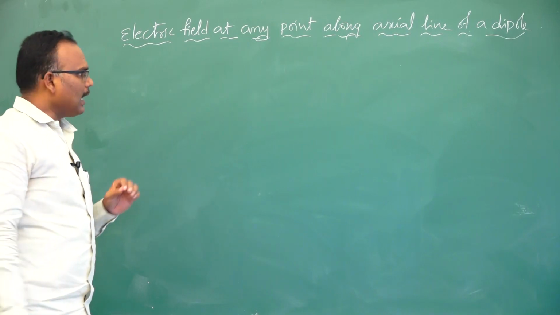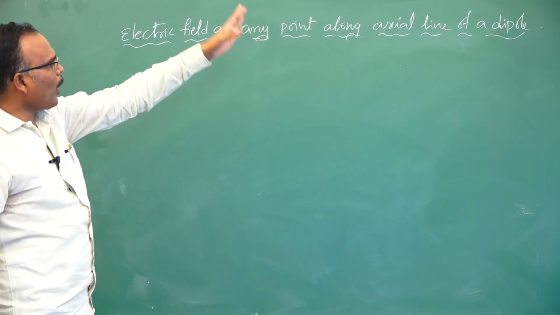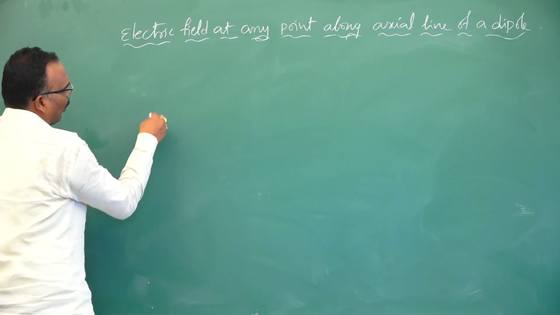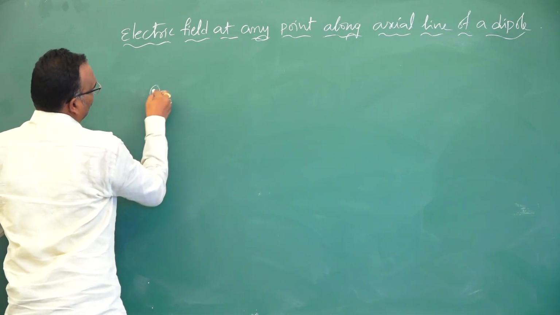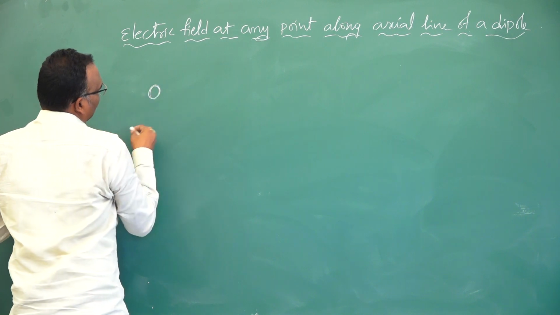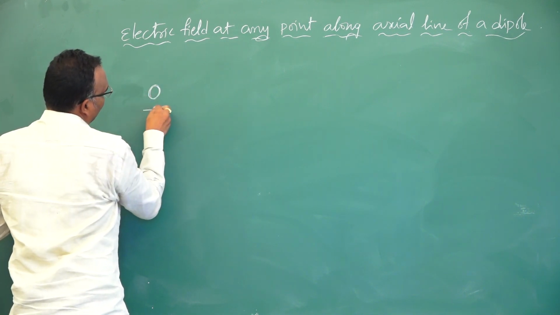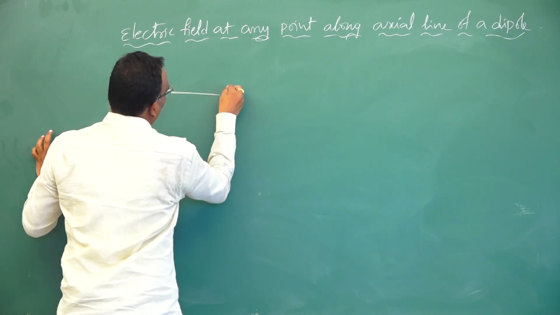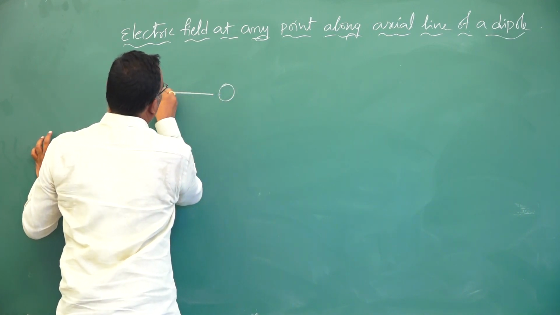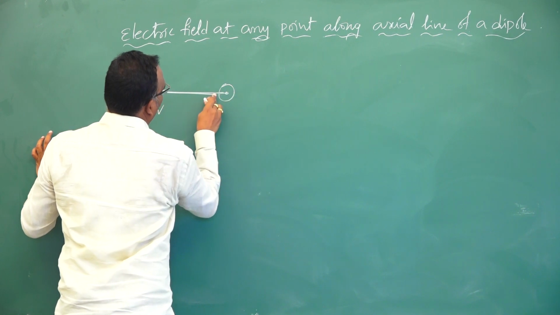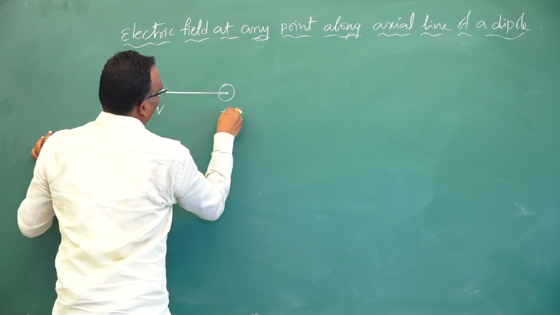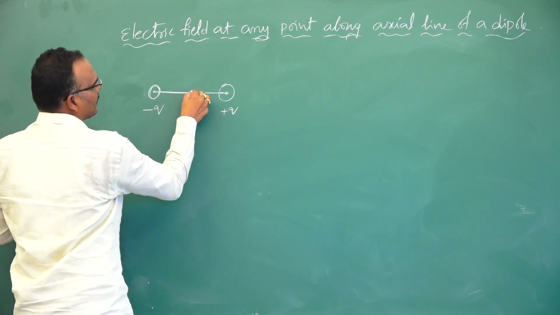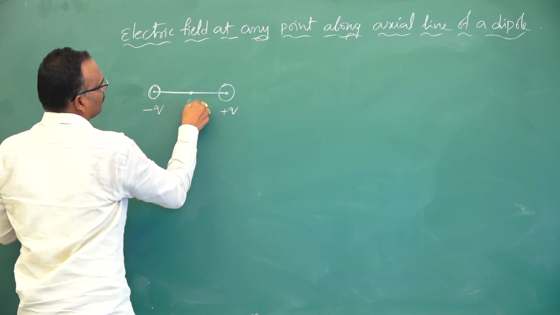Calculate electric field at any point along the axial line of a dipole. So first I will draw a dipole. This is minus q. This is plus q. This is a dipole. This is the center of the dipole.